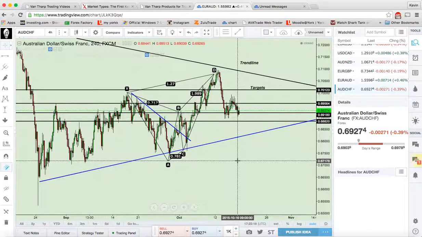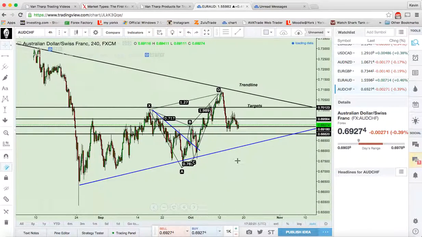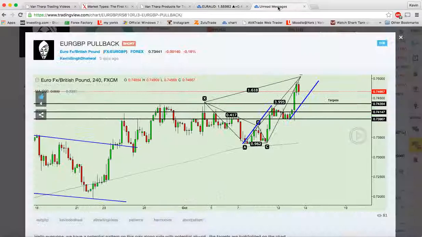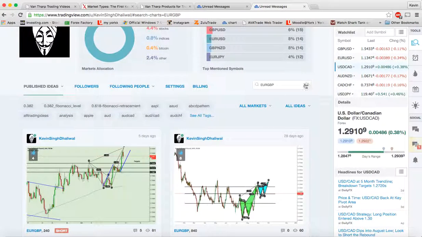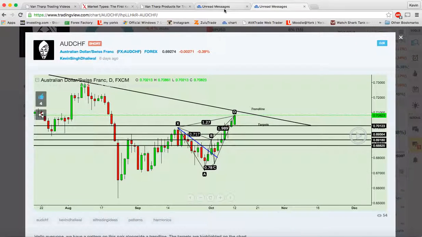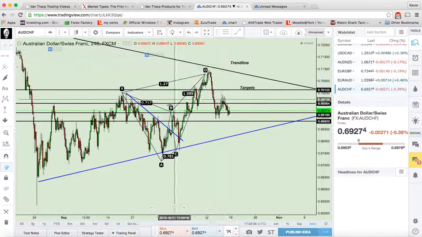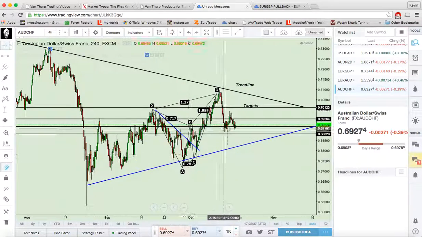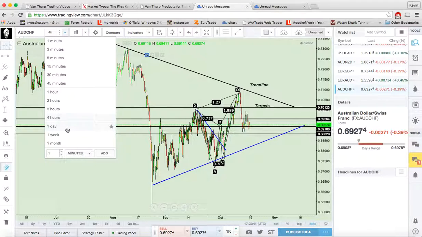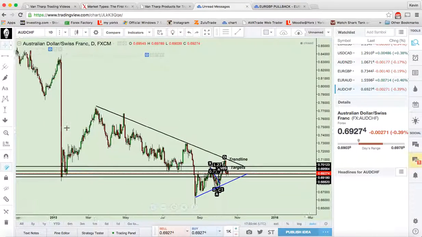For my last update, let's cover AUD CHF. I also posted this trade, I believe, on TradingView as well. Yep, I posted this trade 6 days ago. So we had a butterfly with the trend line, so I pretty much knew the price should go down.